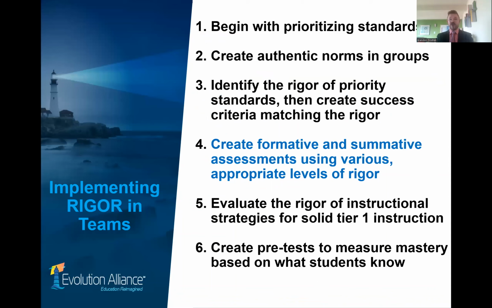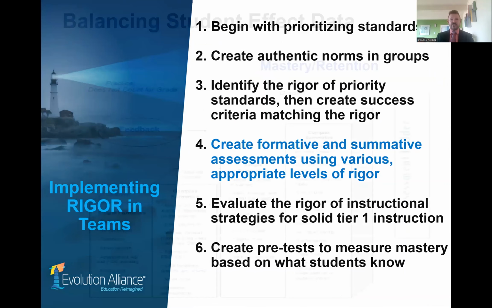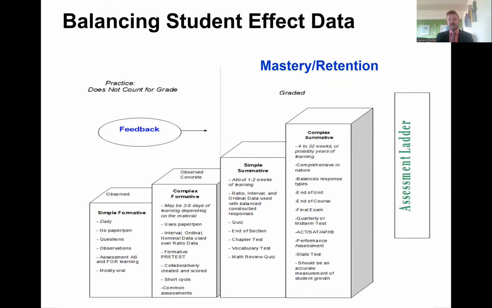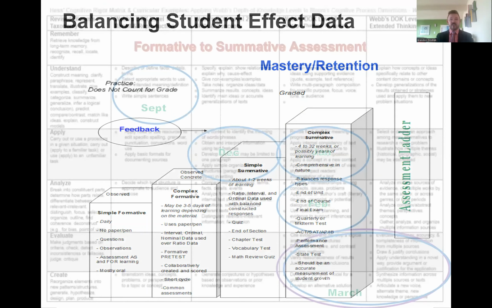As we get to the 4th part of implementing rigor in teams, we're looking at the assessment process. So how those formative and summative assessments are set up at the appropriate levels of rigor in a trajectory. So it's very important to be thinking that the simple formative assessments leading to complex formative assessments allow various levels of cognitive rigor, so that when we start to get to that target level of rigor at simple summative and complex summative, students have had a safe place to fail along the way. We may look at this.